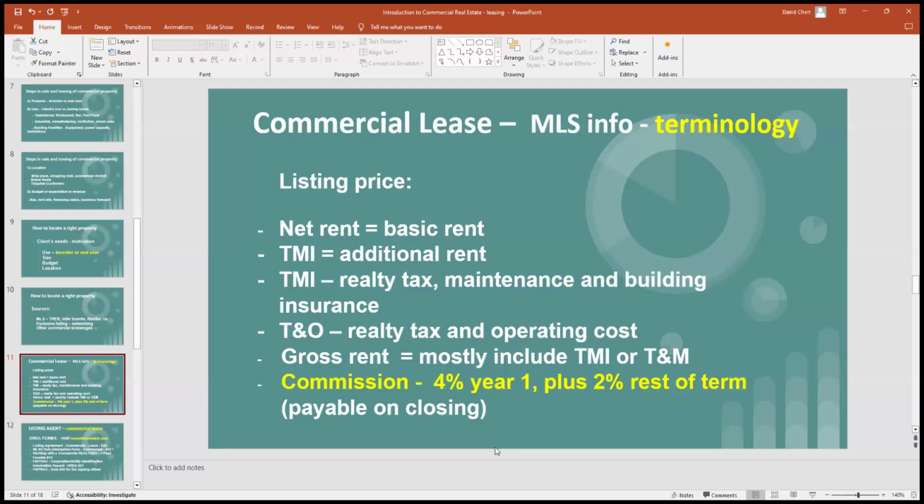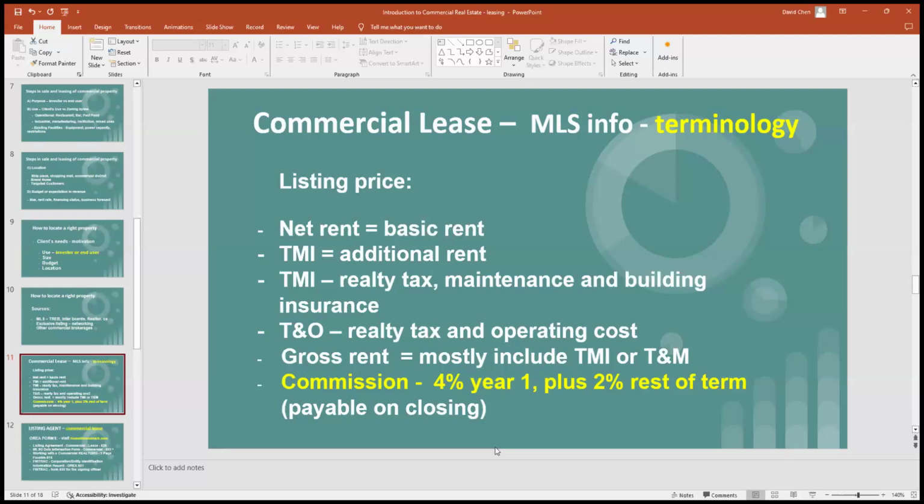In some other listings, you will see T and O. T means realty tax, property tax. O is operating cost. So when you look at the listing, you may see that they don't say TMI, they say T and O. So make sure you know that.